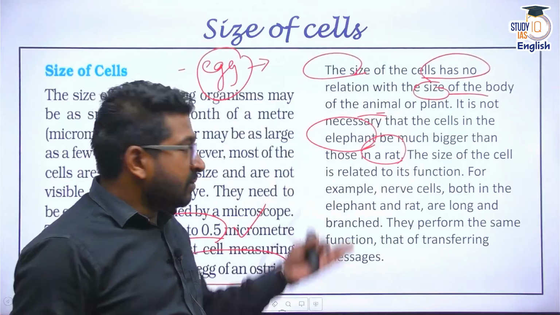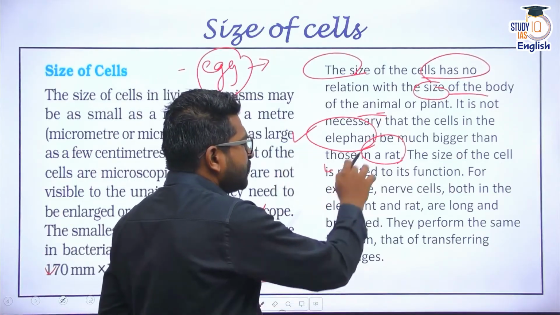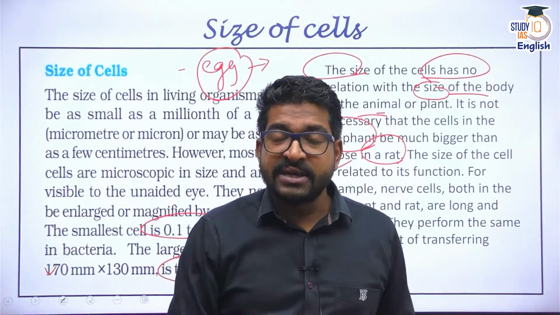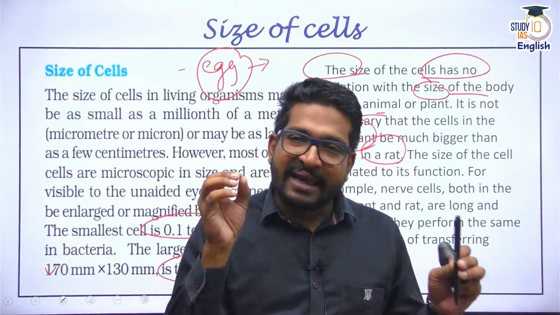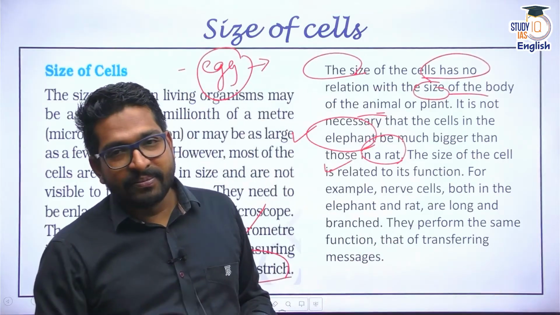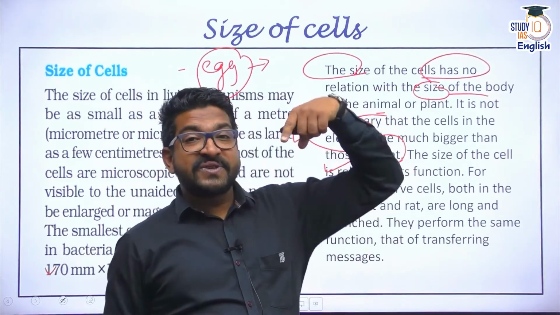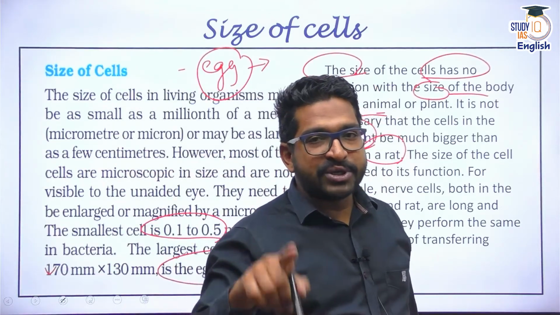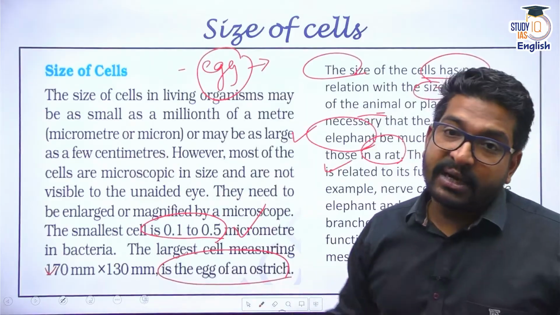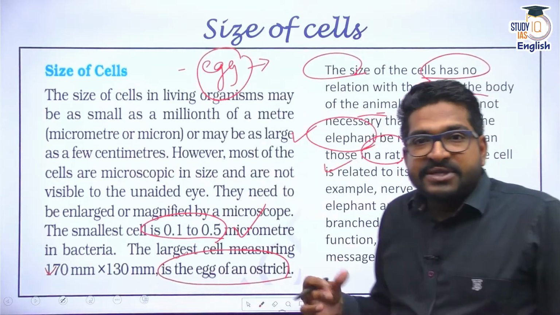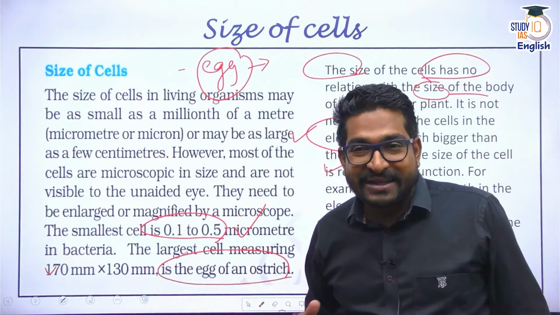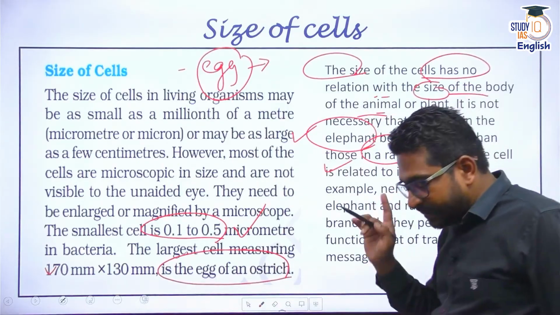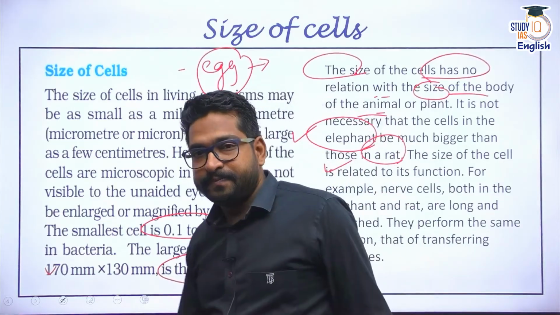Please remember that. If we talk about an elephant and a rat, both are animals, one is huge in size, one is very small. If we talk about their nerve cells, they are elongated, and they are almost the same size. That means in an elephant the number of cells is high. It's not the size of the cell which is big. It's a very important pointer, because in MCQs many aspirants might get stuck here, thinking that bigger animals have bigger cells. No, there is no relation between the size of the cell and the size of the animal. Please note this down. Right?